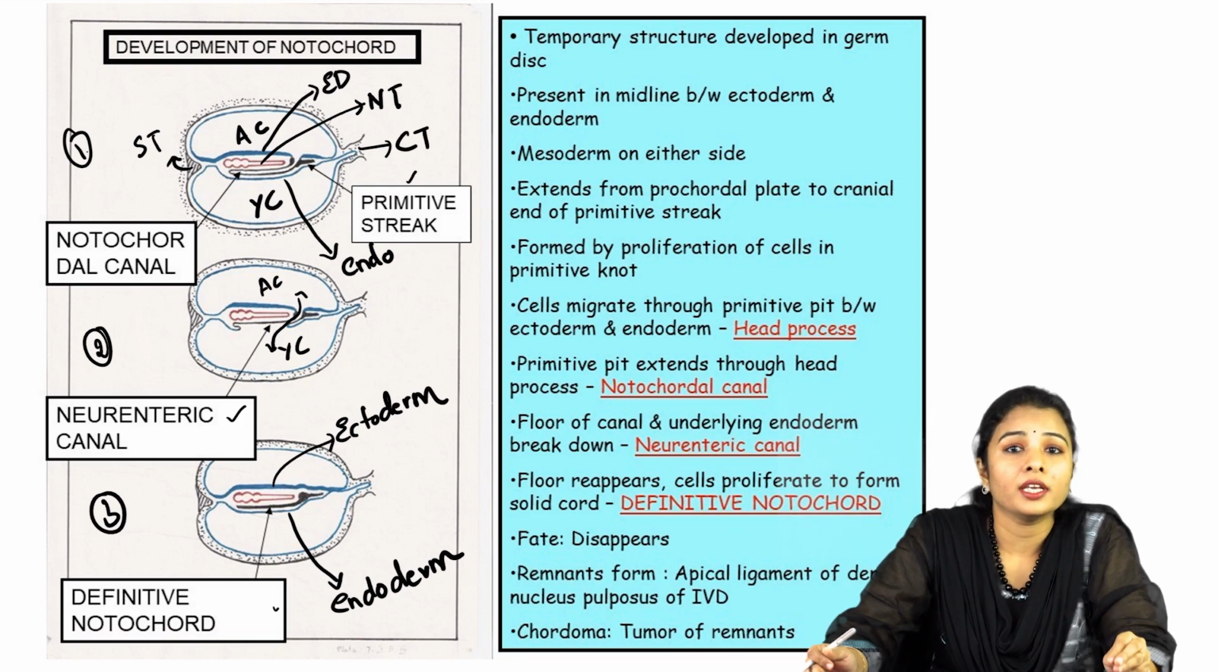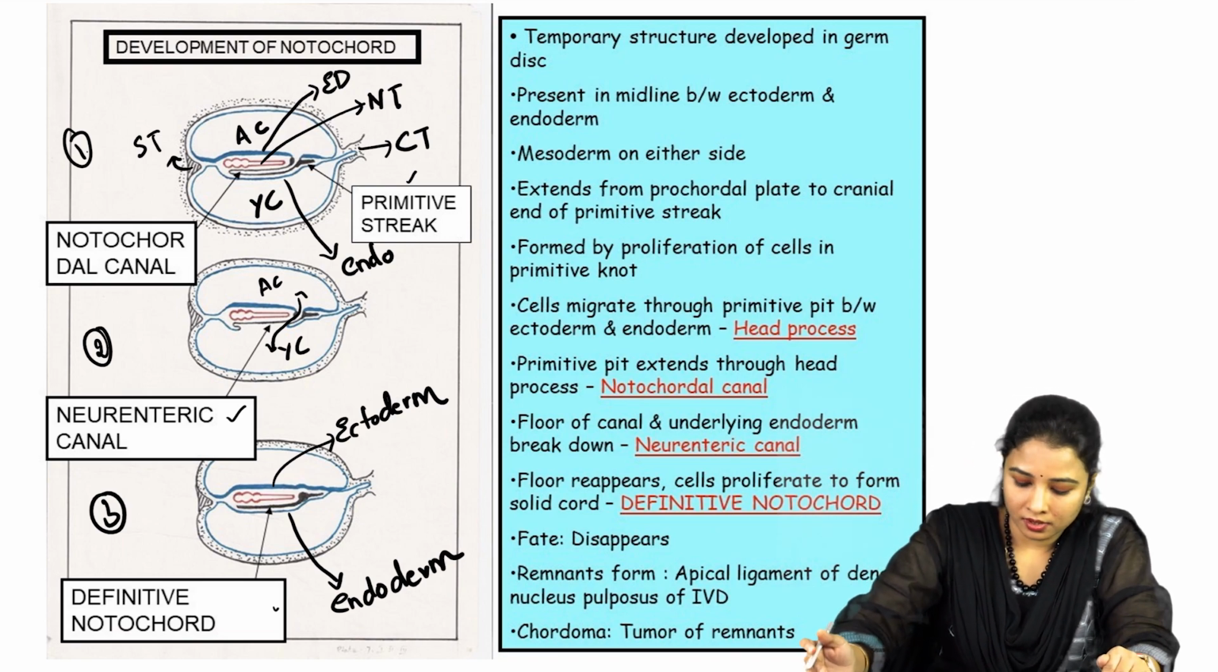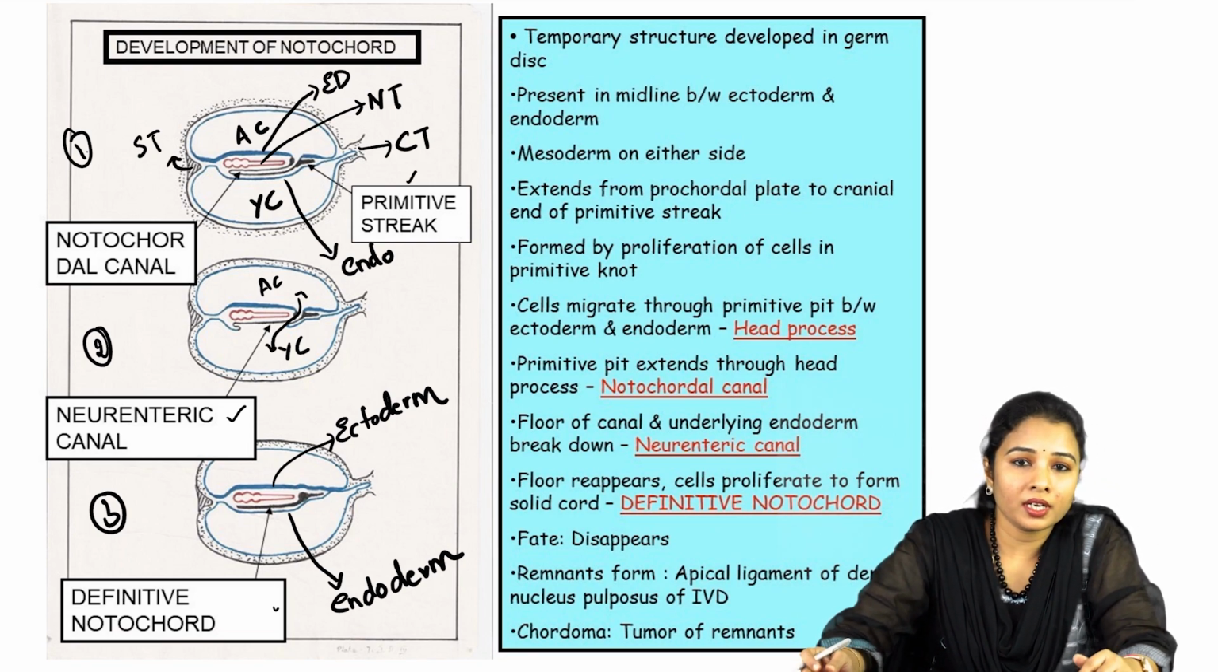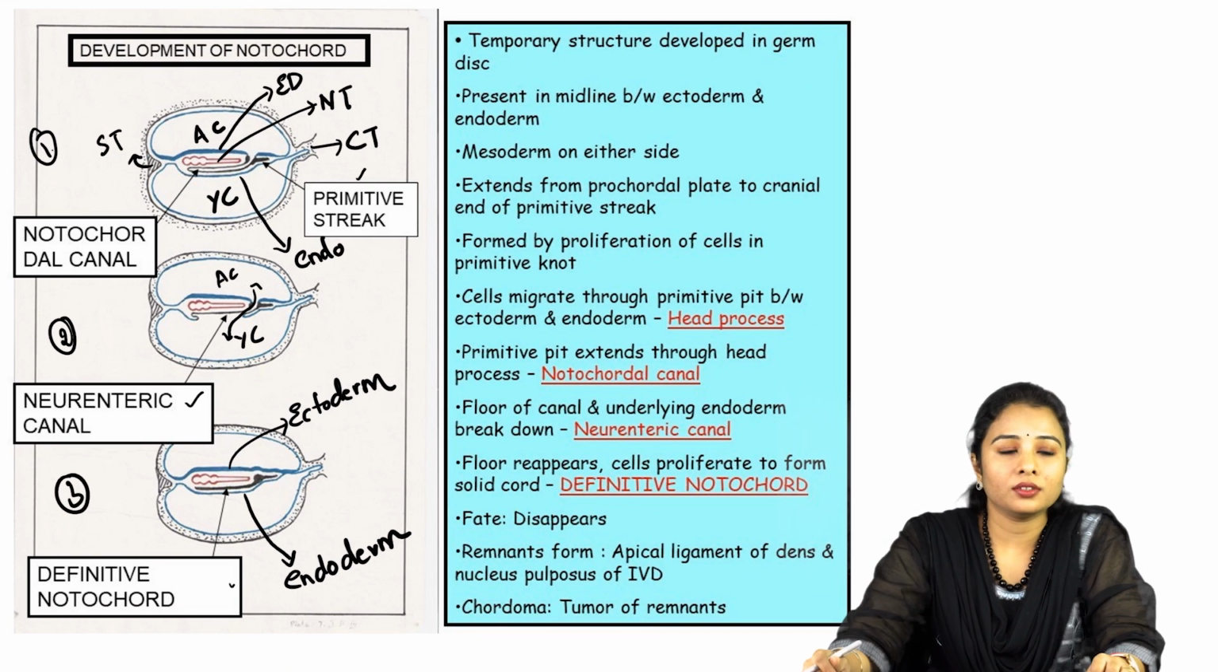And suppose if the notochord remained in the body, that is the persistence of the notochord results in tumors called as chordomas. So the chordomas are the remnants of notochords even after birth, and this has to be surgically removed. So this completes the development of notochord.